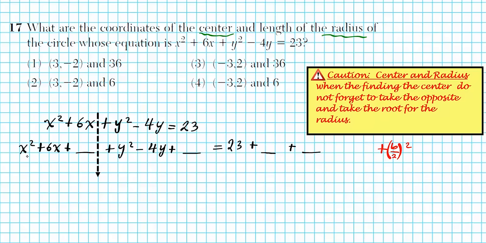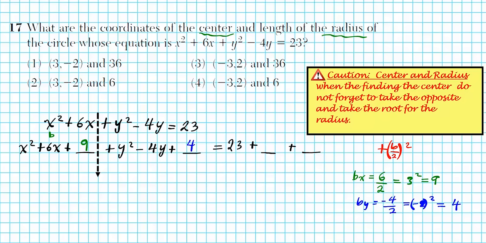Now, let's take a look at the x world. In the x world, this is my b right here. So b for the x world is 6. So I'm going to divide it by 2, which is 3, and I'm going to square that, which is 9. Now, inserting a 9 here makes my x world a perfect square trinomial, okay? Now, let's take a look at the y world. In the y world, my b is -4. Divide that by 2, again, -2. Squared. Remember, b over 2 squared completes the square. We get a 4. And I added 4 here.